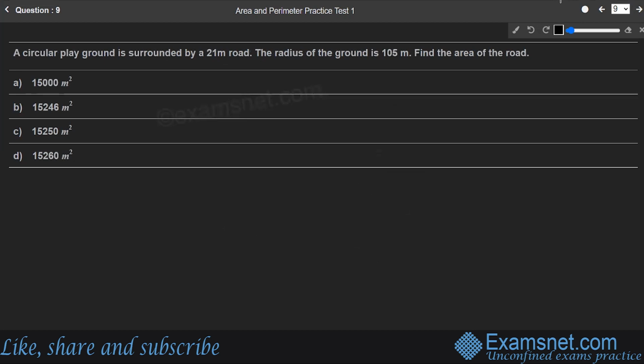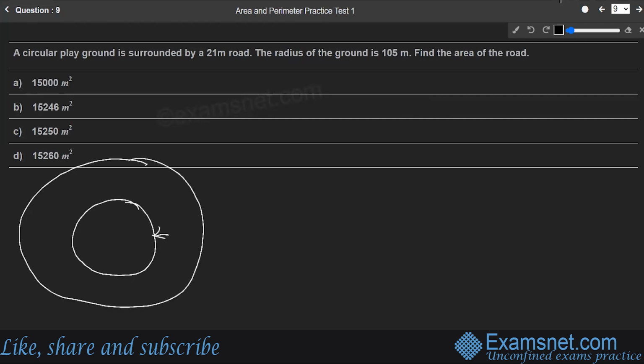He says a circular playground is surrounded by a 21-meter road. The radius of the ground is 105. Find the area of the road. So let us draw the diagram first. There is a circular ground and it is surrounded by a 21-meter road. So this is the road's width, 21 meter, and the radius of the ground is 105. So let's take the center here, and this is the radius. The radius of the ground is 105 meter, and the road is 21 meter wide. Find the area of the road.